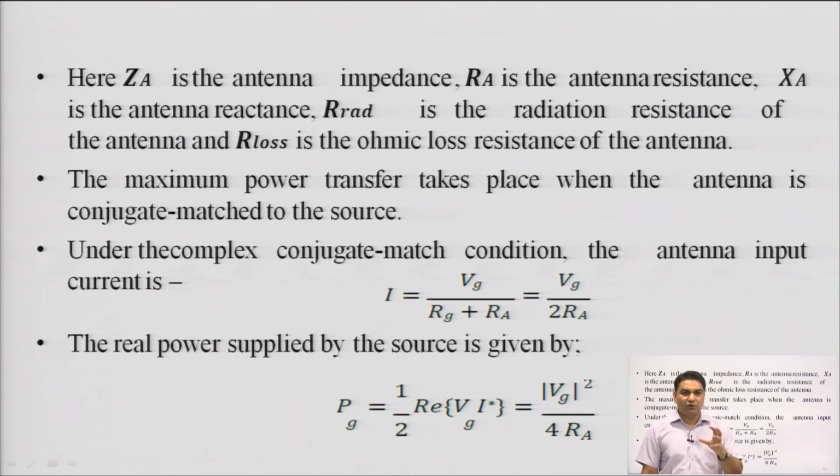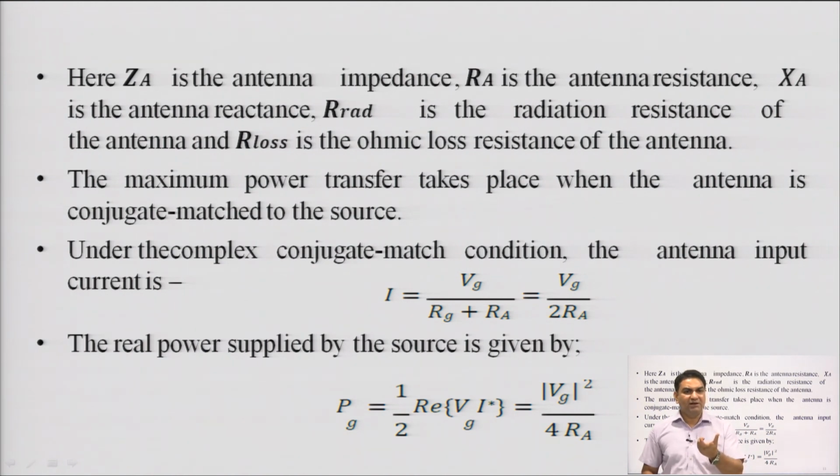Here the total current which is flowing in the circuit, whether connected from the transmitter to the antenna or from the antenna to the receiver, both kinds of networks are possible, but the current flowing in the network is the same for both the impedances, that is I is equal to Vg upon Rg plus Ra, where Vg is the source voltage, and it is defined as Vg upon twice Ra when we apply the maximum power transfer theorem to this particular equation.